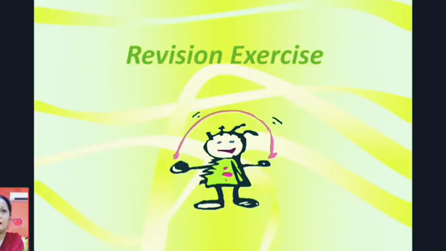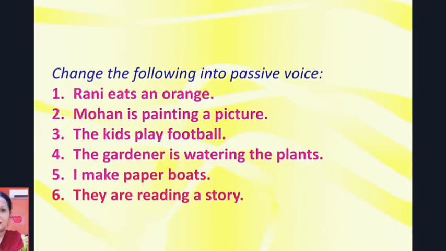Now let us do some revision exercise. I have given some sentences here. Change the following into passive voice. The first is Rani eats an orange. The second is Mohan is painting a picture. Number 3, the kids play football. Number 4, the gardener is watering the plants. Number 5, I make paper boats. Number 6, they are reading a story.